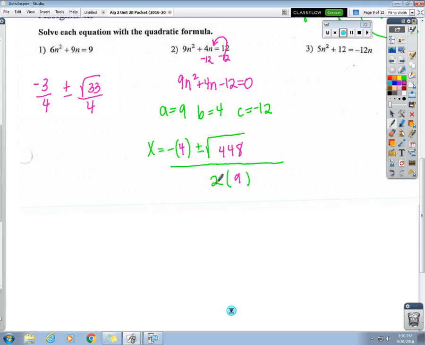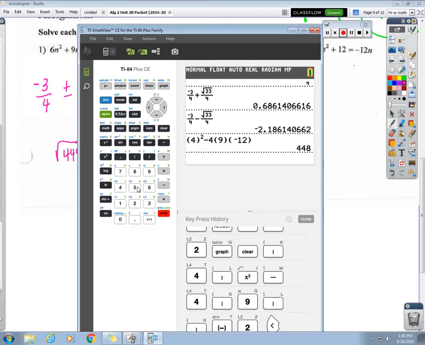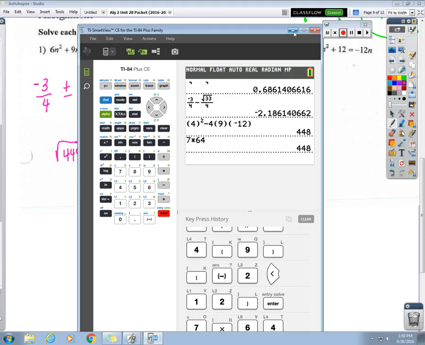Okay, what does this right here become? 18. And now, is the square root of 448 a perfect square? No. So what are we going to have to do? I did 7 and 64. Okay, that'll work. So we can start with those.